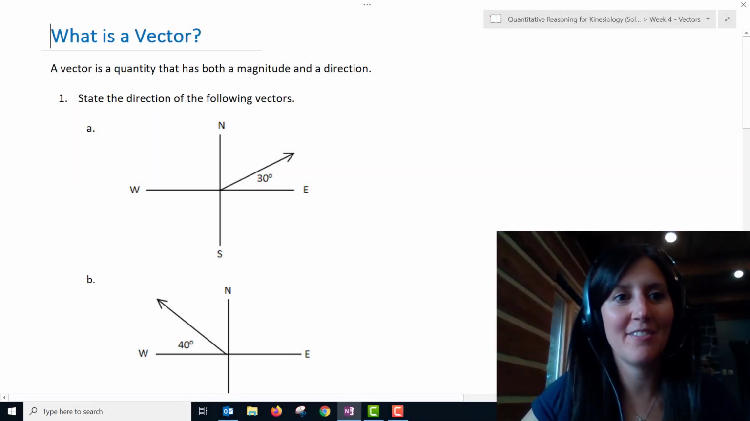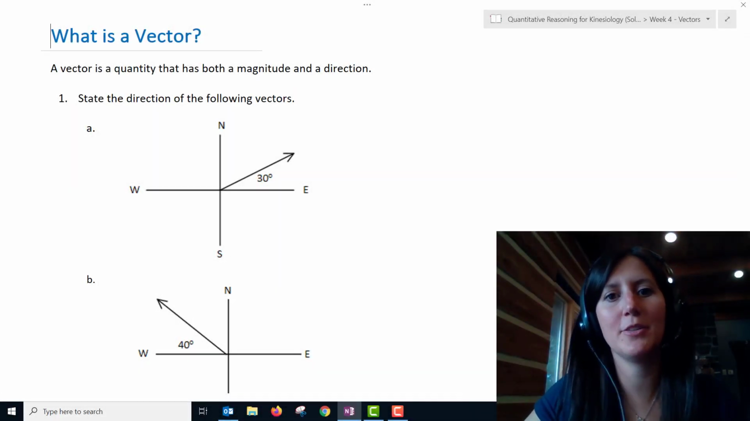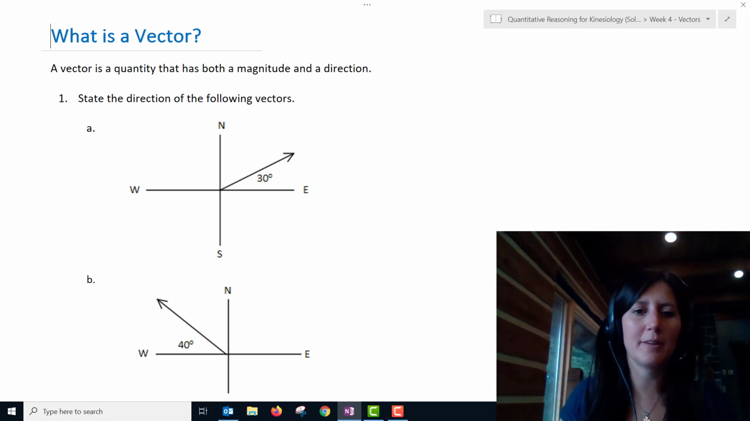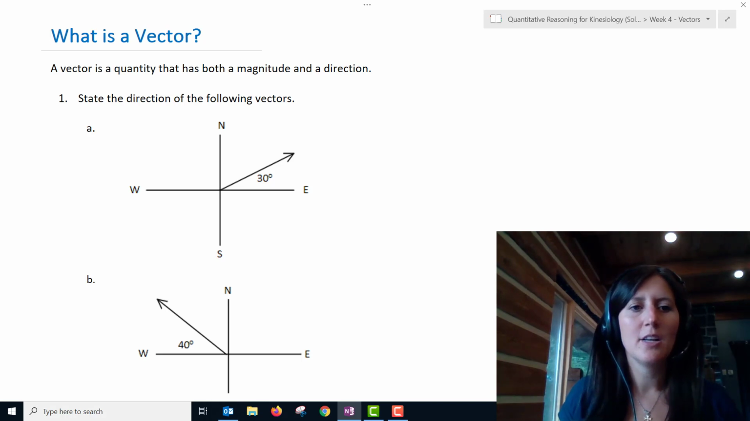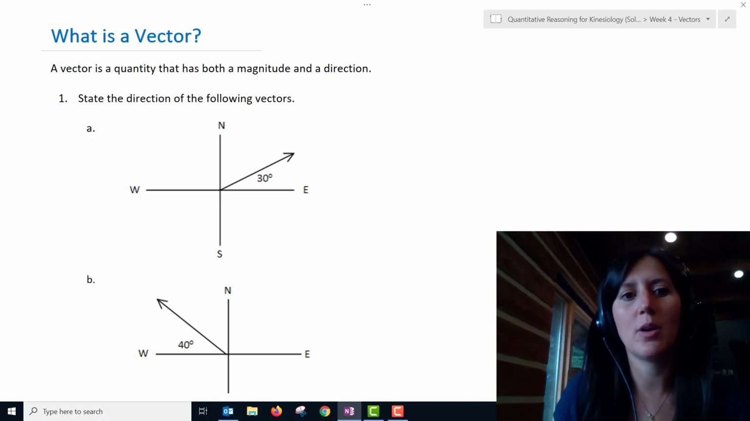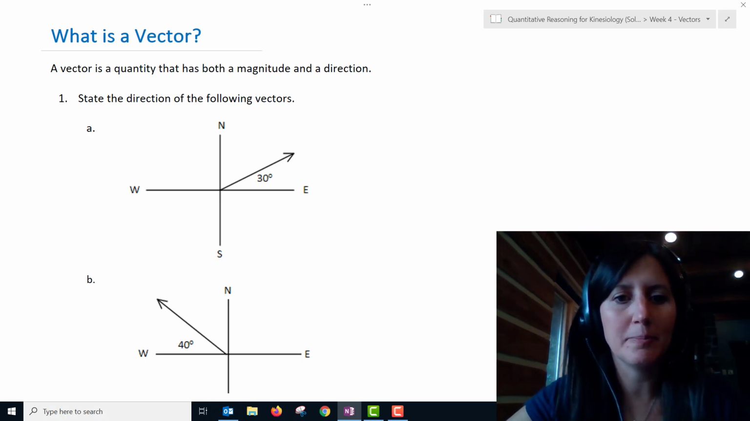So as Vector said, a vector is a quantity that has both a magnitude and a direction. We're going to start by stating the direction of the following vectors, so we can practice. There's multiple ways to state the direction of vectors. We're going to go through all of them now so that you're more familiar with them.